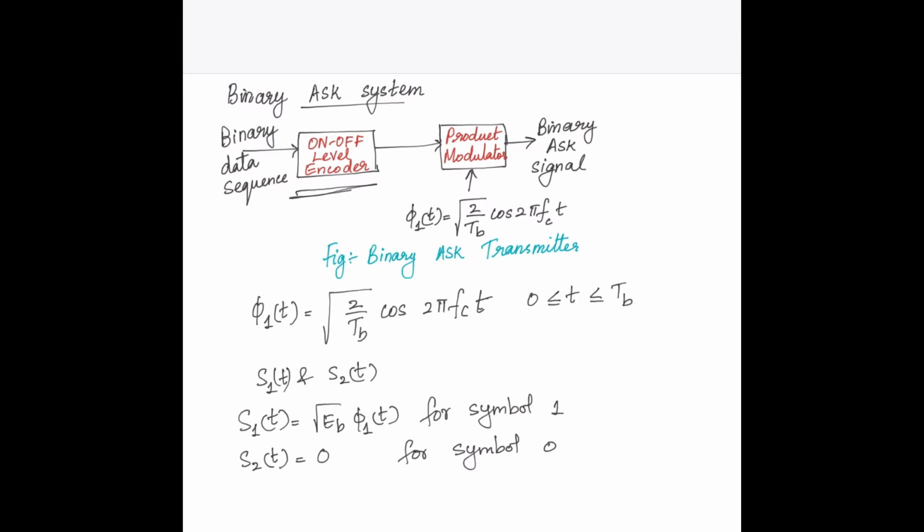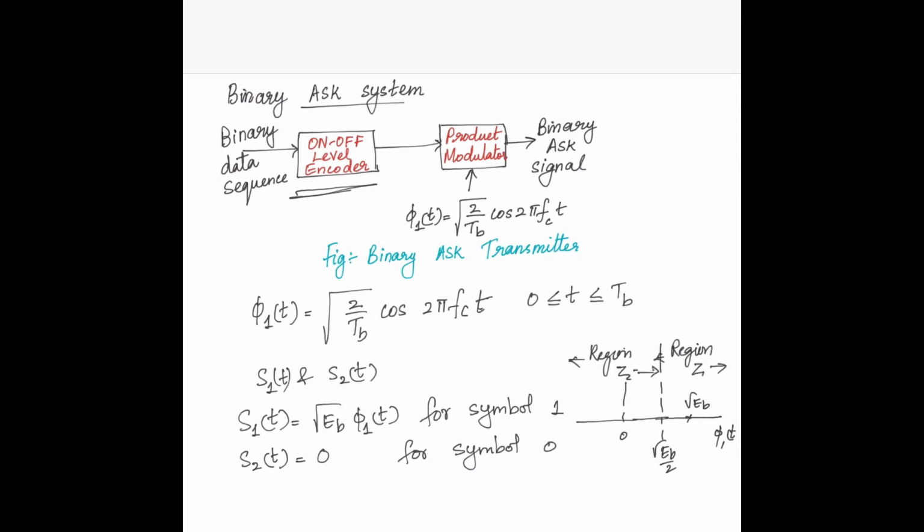The signal constellation diagram can be drawn along phi 1 of t. Here you have root of Eb and 0. We can show this region as Z1. If the final output is in region Z1, then a decision in favor of symbol 1 is taken. If it is in region Z2, then a decision in favor of symbol 0 is taken.